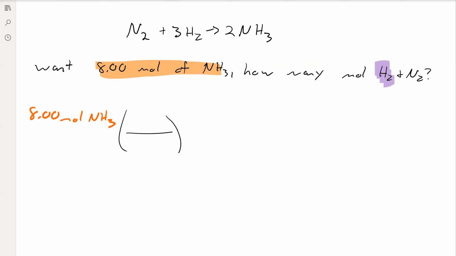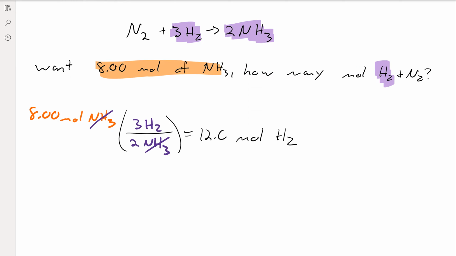So then I'm going to use my recipe, or my chemical reaction, to get my mole to mole ratio. I have 2NH3 is equal to 3H2. So I'll put those 2NH3 on the bottom, that way it cancels out, and then I'll put 3H2 on the top. The NH3 and the NH3 cancel out. I'm left with moles of H2, which is exactly what I want. And then I do the math, and I find 12.0 moles of H2.